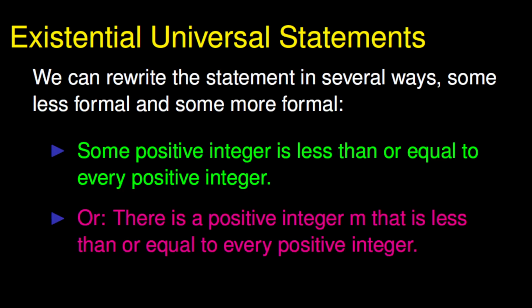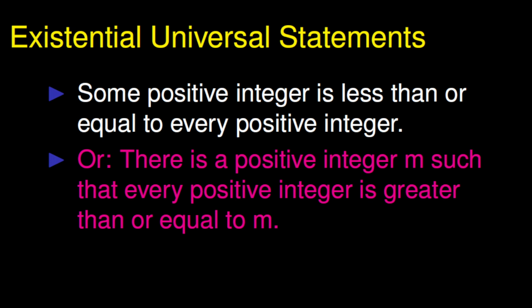We can rewrite the statement in several ways, some less formal and some more formal. For instance, the statement, some positive integer is less than or equal to every positive integer, can be rewritten as, there is a positive integer m that is less than or equal to every positive integer. We can also write the statement as, there is a positive integer m such that every positive integer is greater than or equal to m.